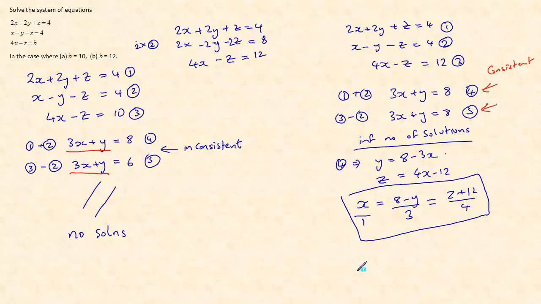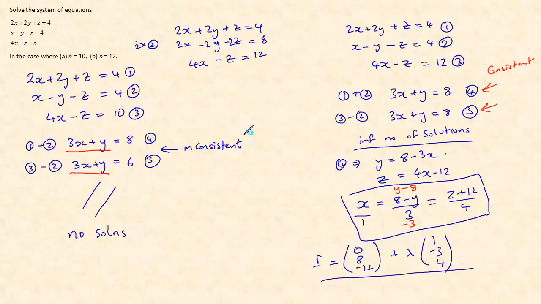If we write this as x over 1, that would be r is equal to, now what we need to do with this one here to get it into a vector is we need to write it as y minus 8 over negative 3. And then we have 0, 8, negative 12, plus lambda, and the direction would be 1, negative 3, 4. So this is our line of solutions to these equations.